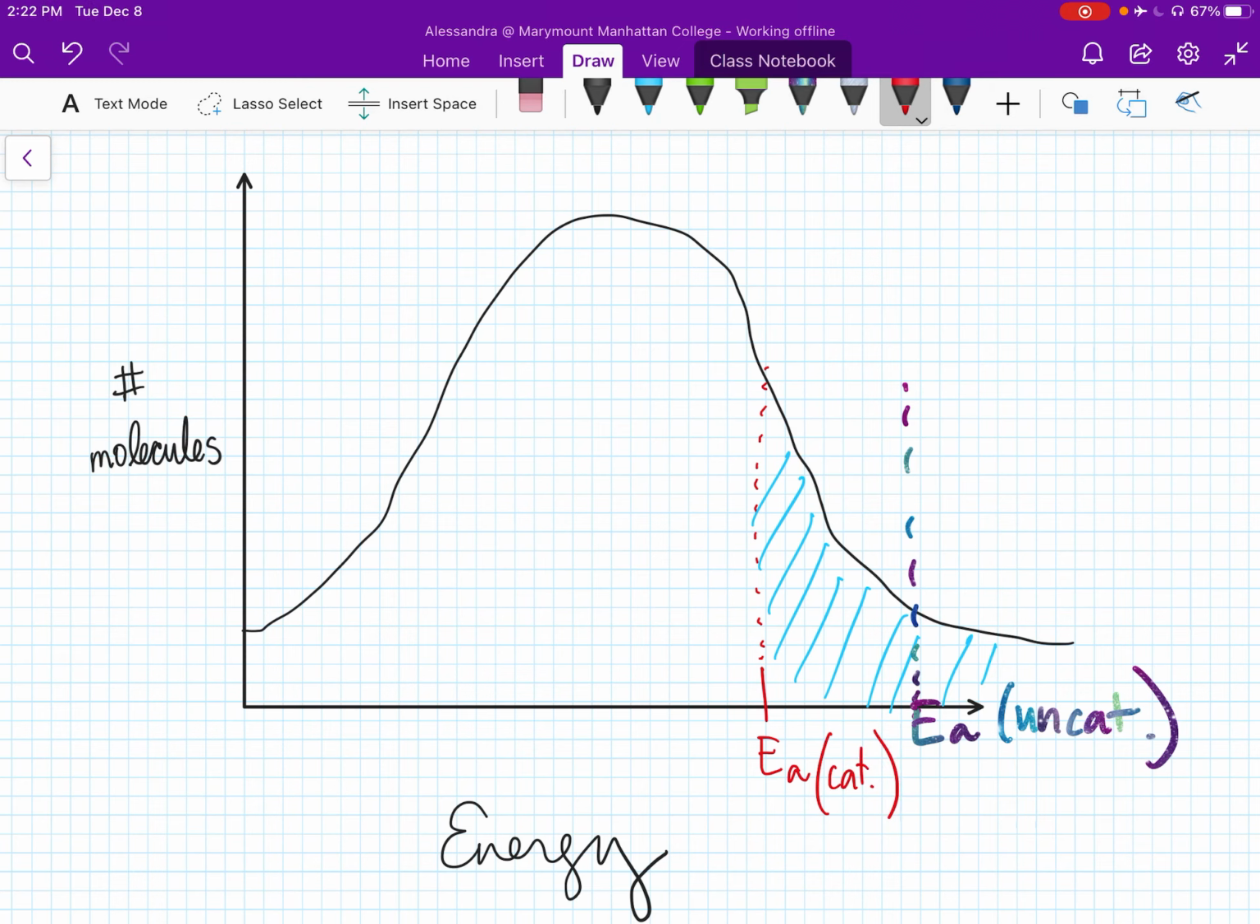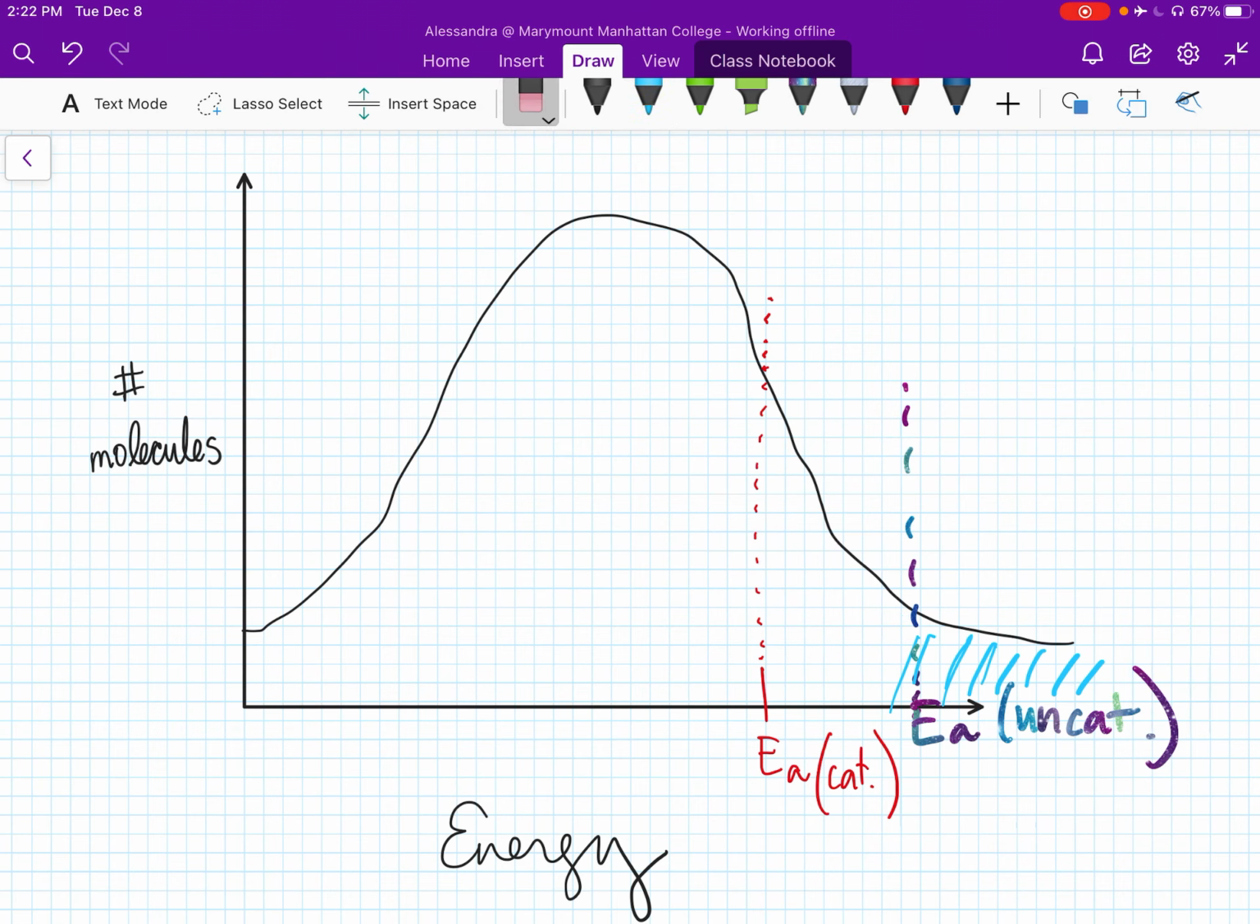What this means is that for the catalyzed reaction, the activation energy is less than for the uncatalyzed reaction. And more molecules are going to be able to do the reaction in the catalyzed version, because the distribution basically means that more of the molecules will meet the requirement, will be able to surmount that barrier.